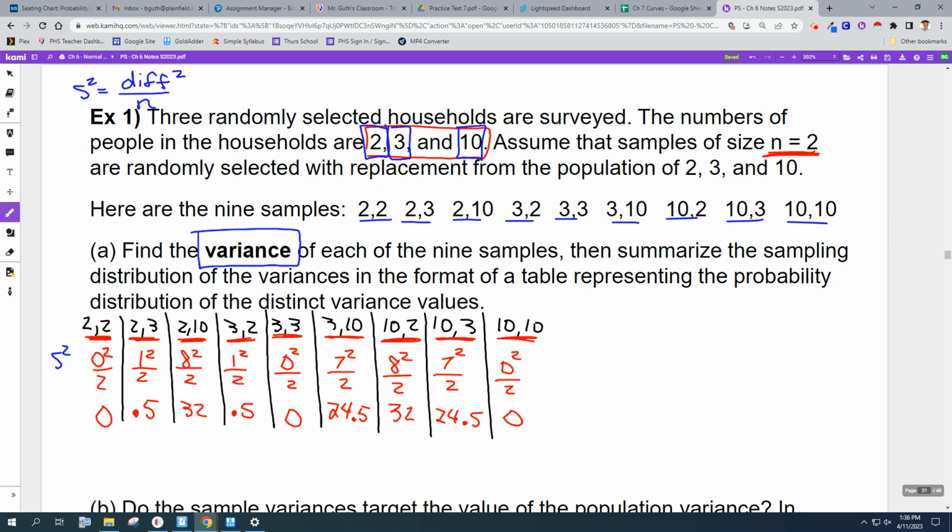Okay. So we found the variance of each of the 9 samples. Okay. Then summarize the sampling distribution of the variances in the format of a table. So distribution just means how many of each, basically. Okay. And so let's make our table. In our table, we're going to say S squared and probability.